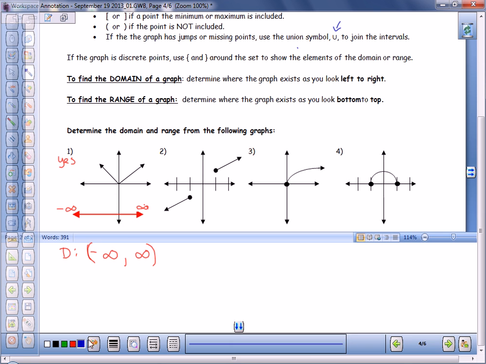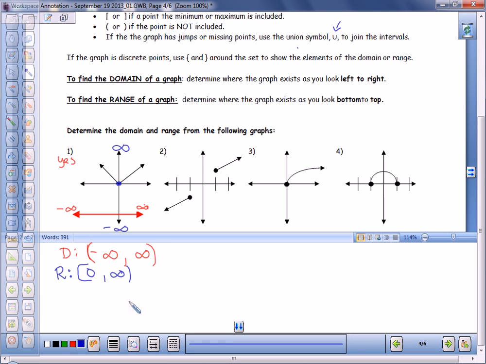Now, let's look at the range. Down forever is negative infinity. Up forever is positive infinity. So when we're looking at this, the bottom is right here. The bottom of this function starts at 0. Does it include that point? Yes, it does. So we're going to include it with our bracket, and it goes up forever to positive infinity, which would be parentheses. Yes, it would.